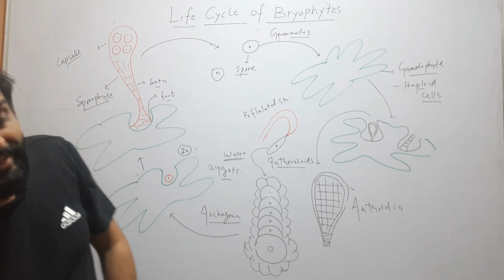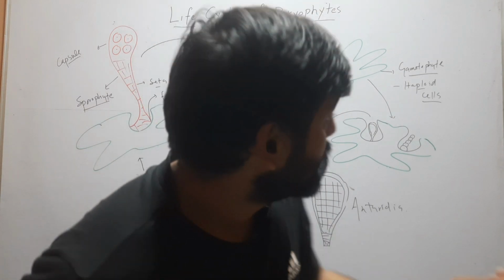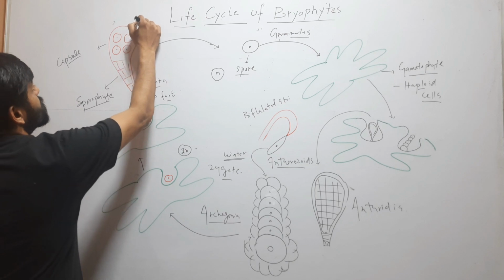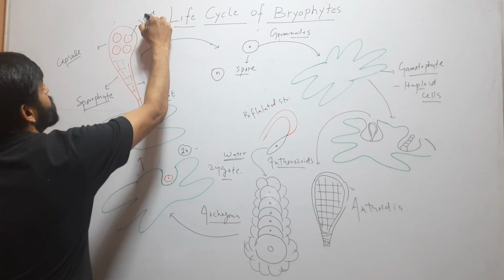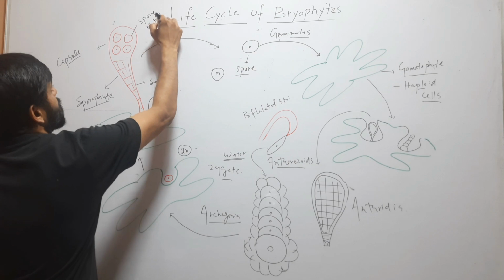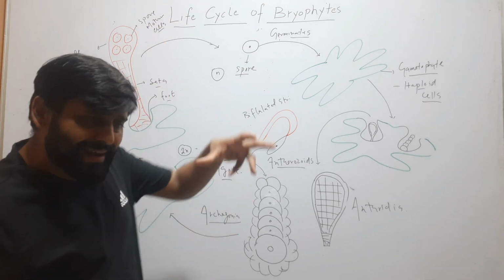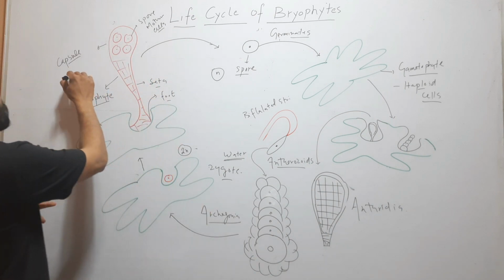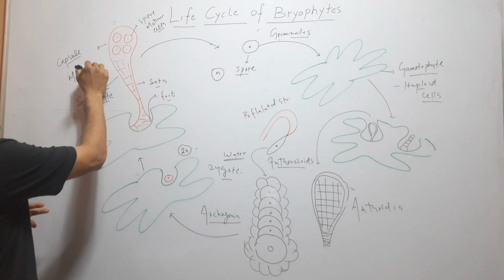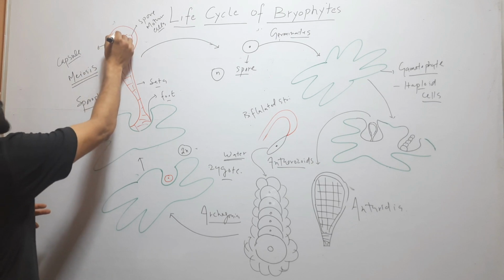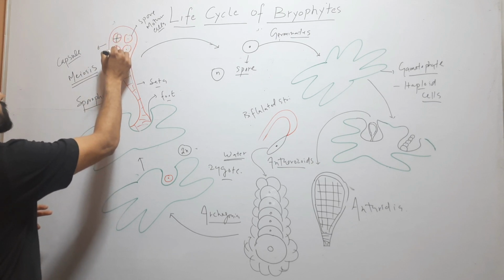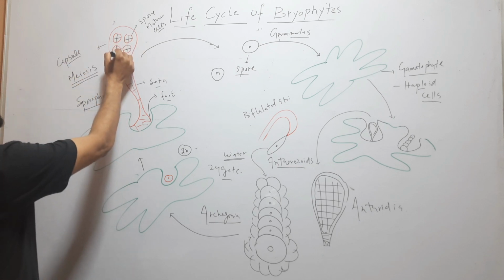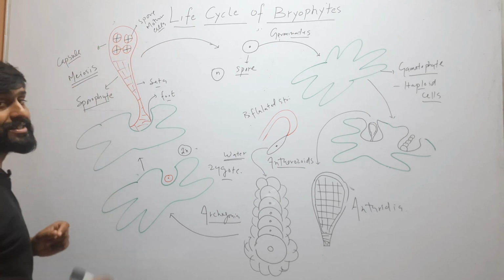Inside this capsule, you can say that spore mother cells are present. So these are spore mother cells. Inside the capsule there are many spore mother cells. These spore mother cells will divide by meiosis, and each will form 4 spores. So now these structures, these spores, are haploid cells.